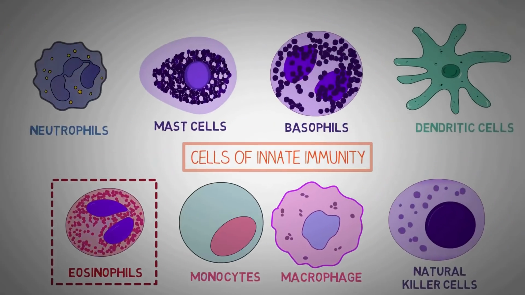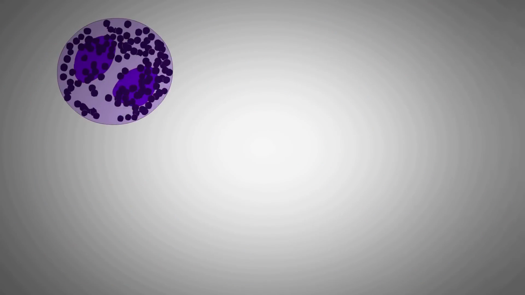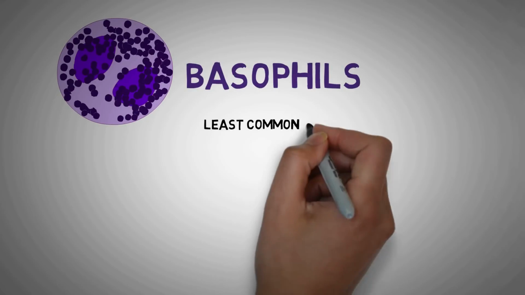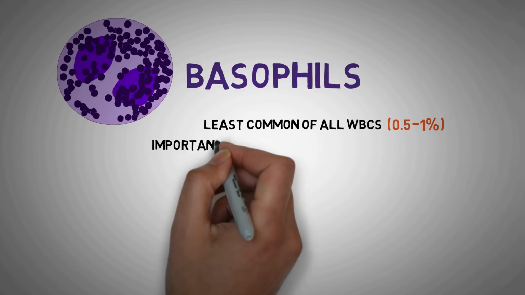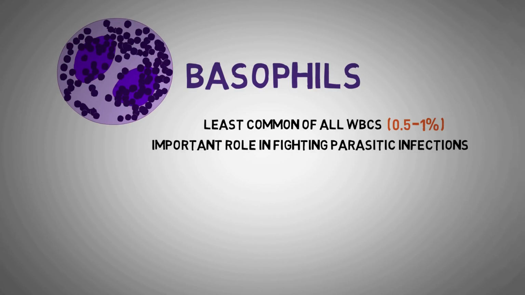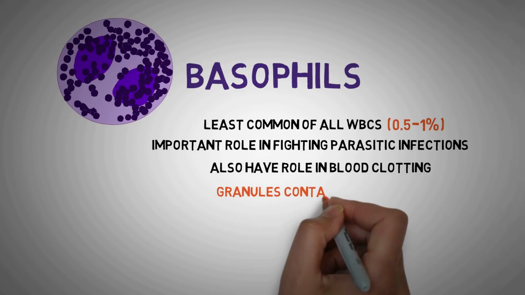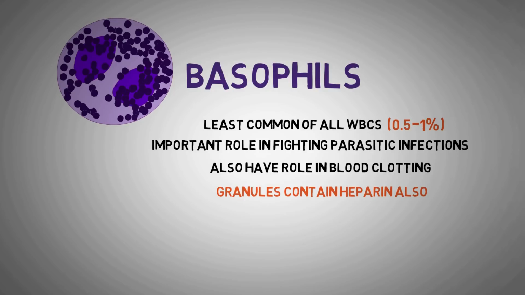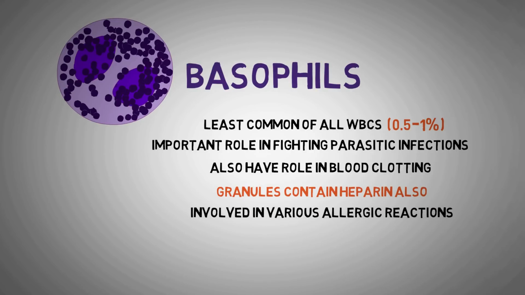Another type of WBC of the innate immune system is the basophil. Basophils are the least common of the WBCs, representing about 0.5 to 1% of the circulating white blood cells. Basophils have a very important role in fighting the parasitic infections of the body. In addition to fighting parasitic infections, basophils play a role in preventing blood clotting as basophils contain heparin. They are also implicated in various allergic reactions.